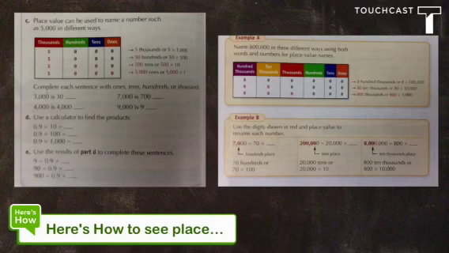50 hundreds, or 50 times 100. 500 tens, or 500 times 10. And 5,000 ones, or 5,000 times 1. Okay, so it says complete each sentence with ones, tens, hundreds, or thousands.